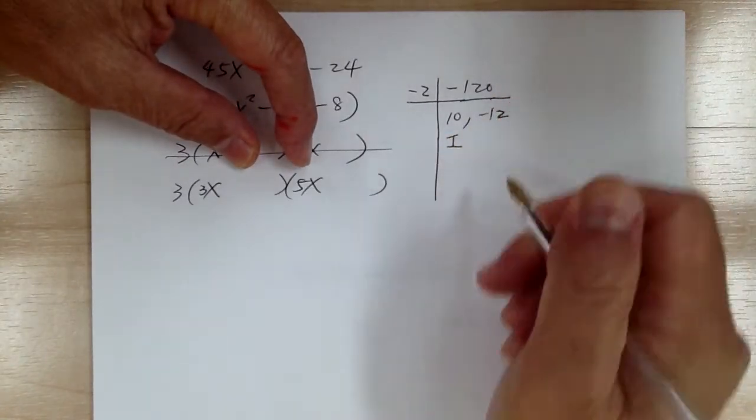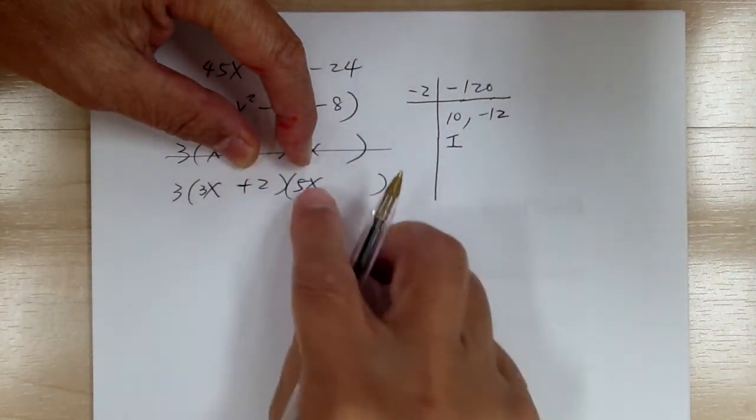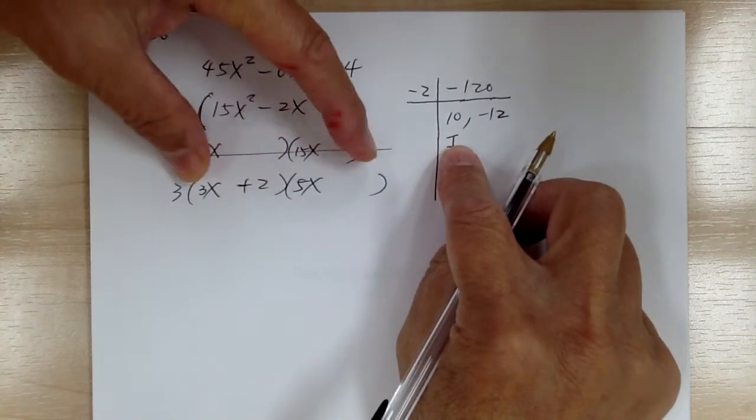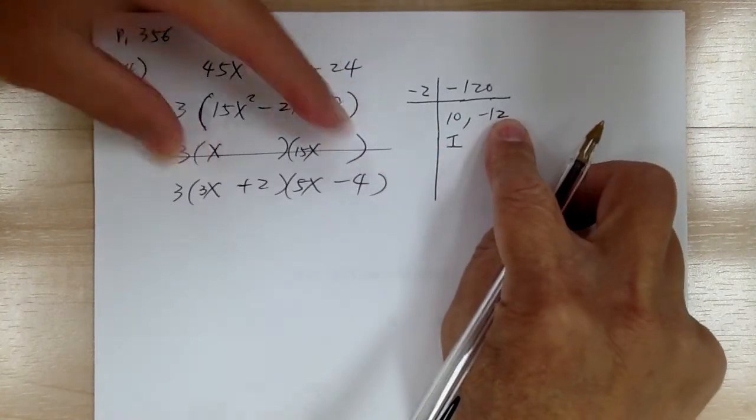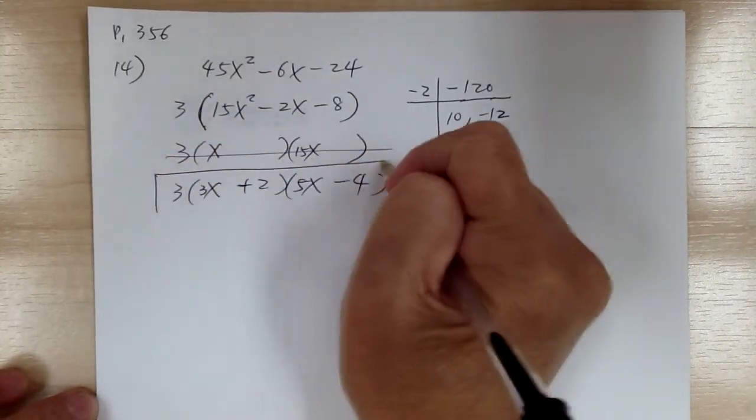So this has to be the inside, so it'd be plus 2. 5 times 2 gives you 10, that's the inside. The outside would be minus 4. 3 times negative 4 gives you negative 12, okay? And that's it.